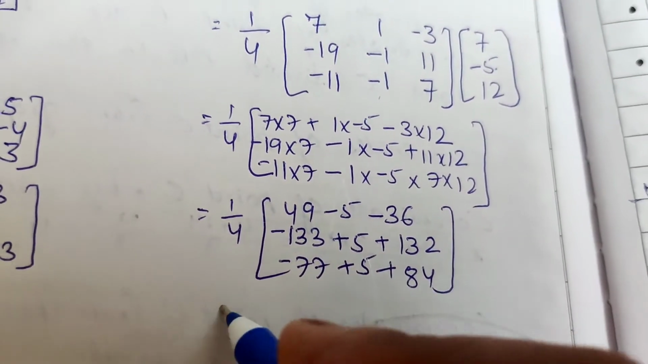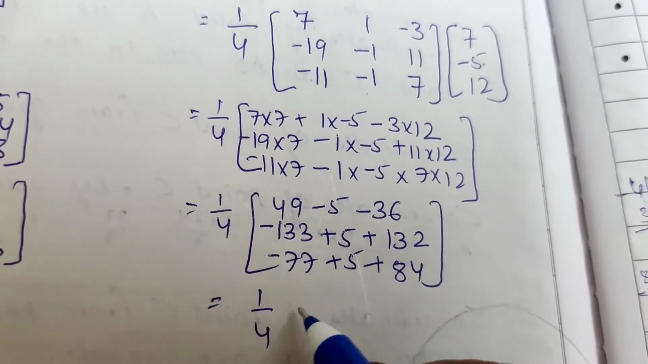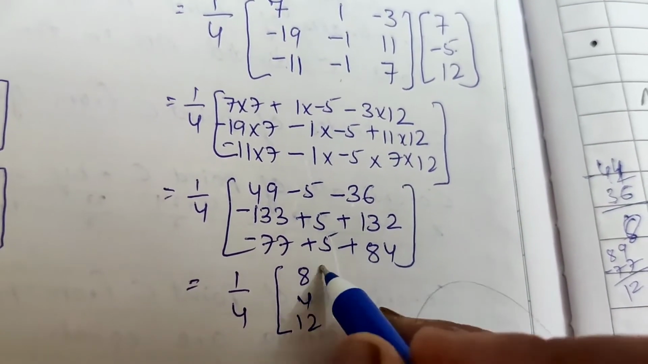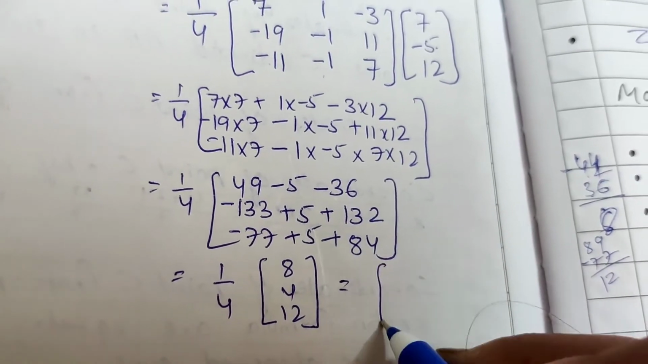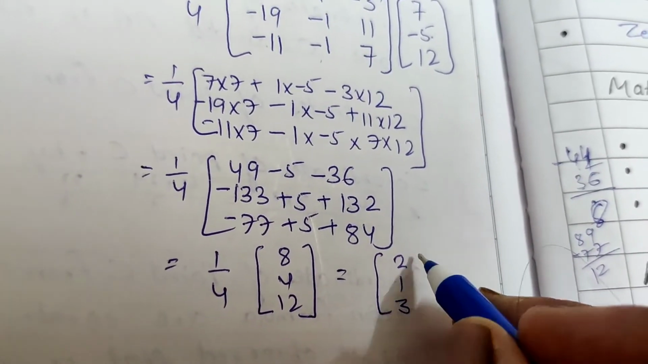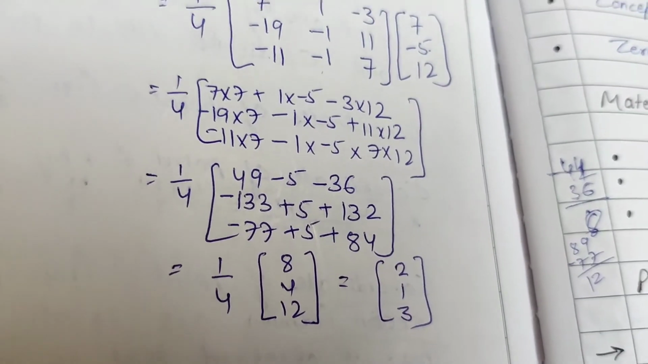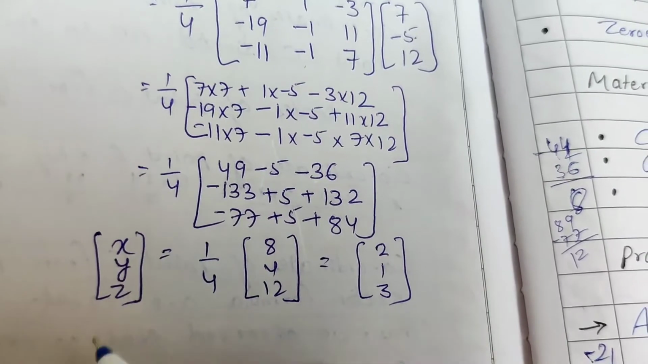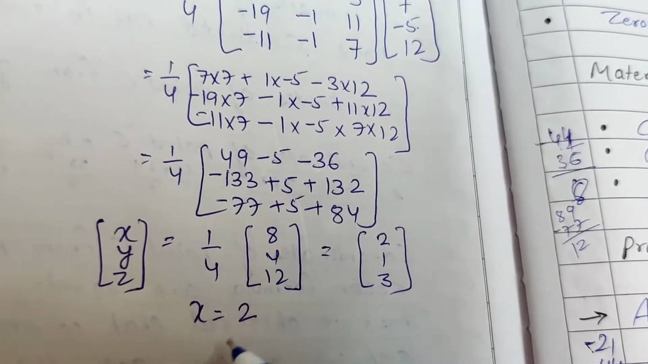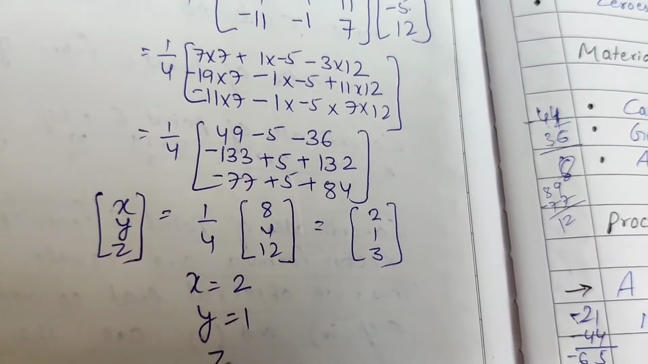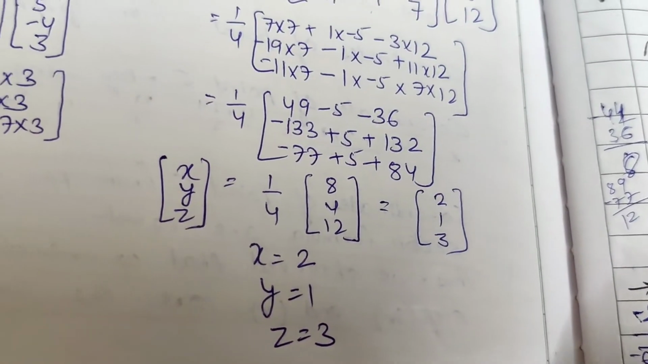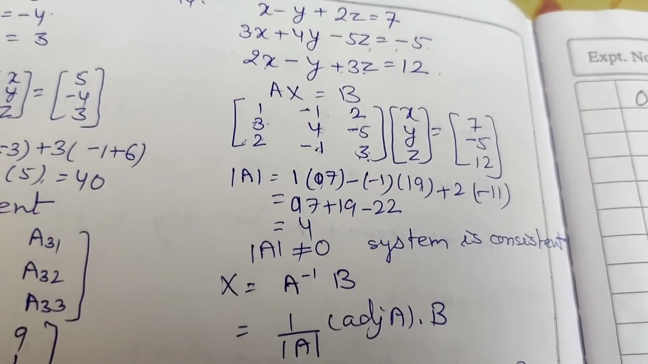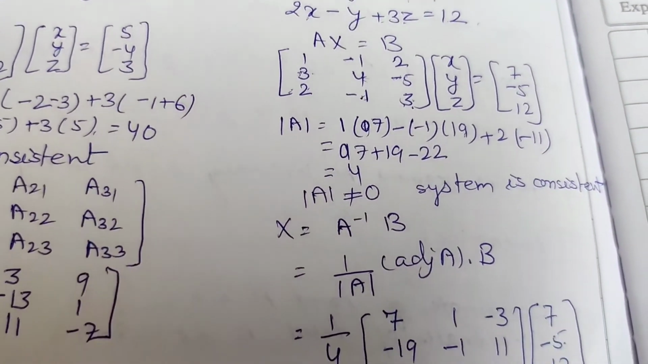It is equal to... solve. It is equal to 8, 4 and 12. And each number divided by 4 is 2, 1 and 3. Now compare. Here the variables are x, y, z. Now x equals 2, y equals 1 and z equals 3. This is the solution of question number 14. And next, question number 15.